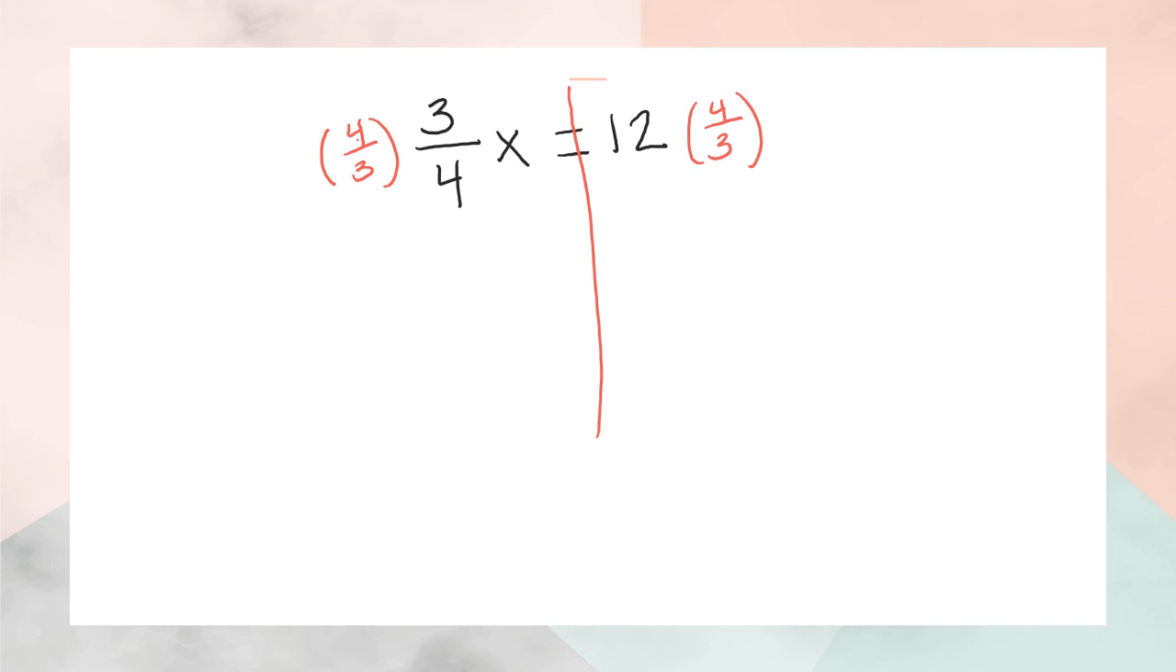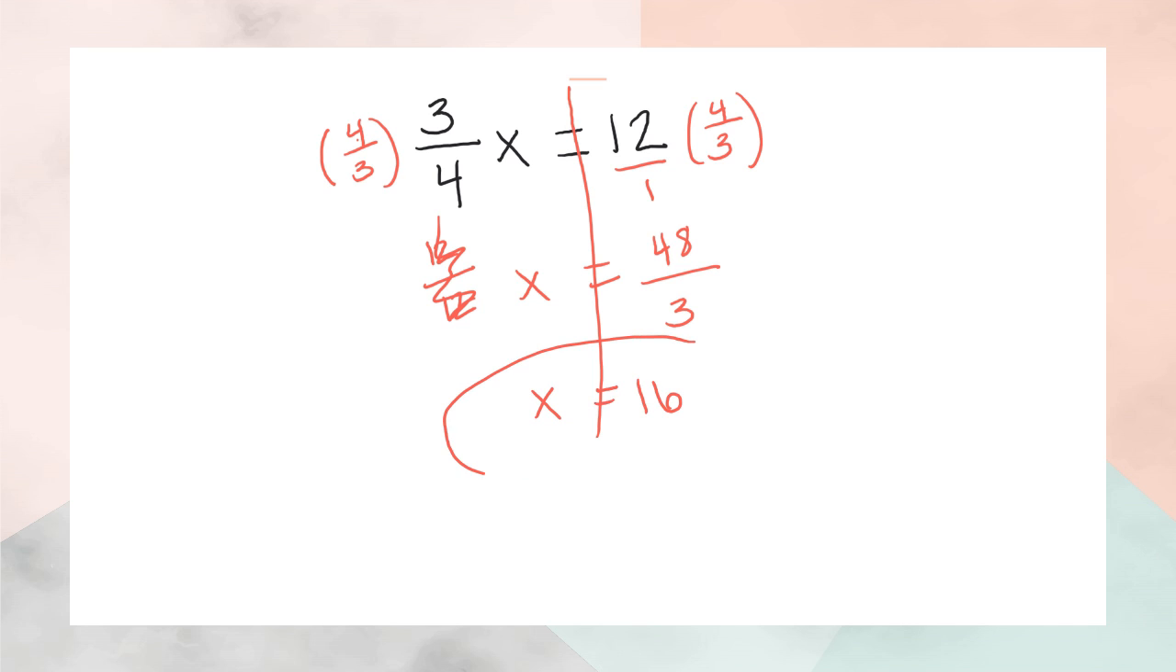So again, 4 times 3, well, that would be 12. And 3 times 4, well, that would be 12. So that just equals 1, right? So really, I don't even need that. And all I can do is I can put x equals, and then I do the same thing over here. When I multiply fractions, I can put 12 over 1. 12 times 4 is 48. 1 times 3 is 3. And so what is 48 divided by 3? That equals 16. So I would have x equals 16.